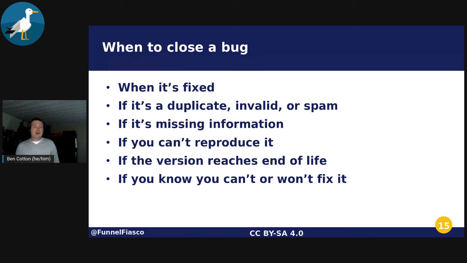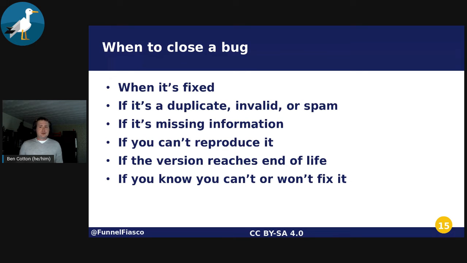All right, but let's say we're going to decide to close a bug. Well, when do we do that? Obviously, when it's fixed. And there's actually a little bit of nuance here because do you close it immediately when the fix hits the repo, or when the update is released, or a little bit after the update is released, so people who haven't upgraded right away can still go back and see it? We could get into that, but we don't have time. On the other hand, if it's a duplicate, or if it's invalid, or if it's spam, you can close that right away because it's a pretty easy decision.